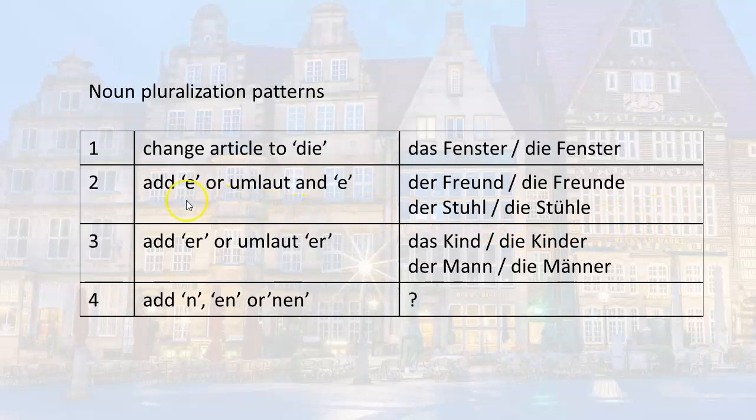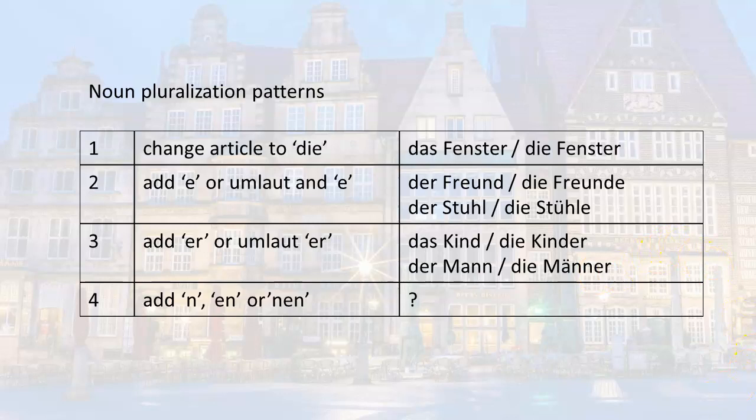In the second pattern, you add an e or an umlaut and an e. So der Freund, the friend, became die Freunde. Der Stuhl becomes die Stühle. In the third pattern, you add an ER or an umlaut and then ER. Das Kind becomes die Kinder, that's just adding the ER. Der Mann becomes die Männer, so that's adding the umlaut and the ER.